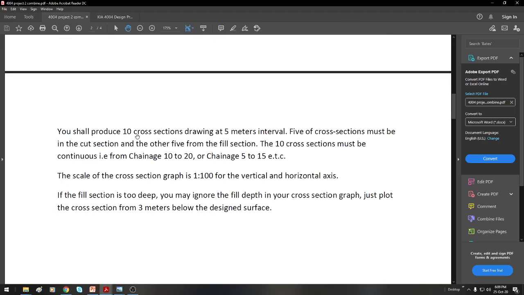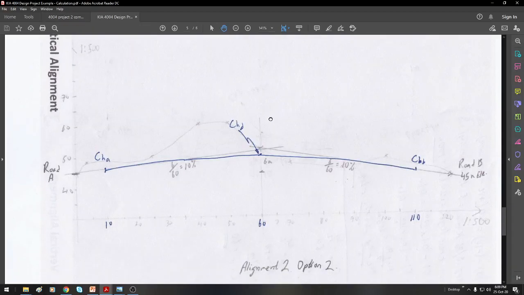You shall produce 10 cross-section drawings at 5 meter intervals. 5 of the cross-sections must be in the cut section and the other 5 from the fill section. The 10 cross-sections must be continuous, for example, from chainage 10 to 20 or 5 to 15, etc. So you can see here, you have cut section and you have fill section here. 5 of your cross-sections must come from this side and another 5 from this side.